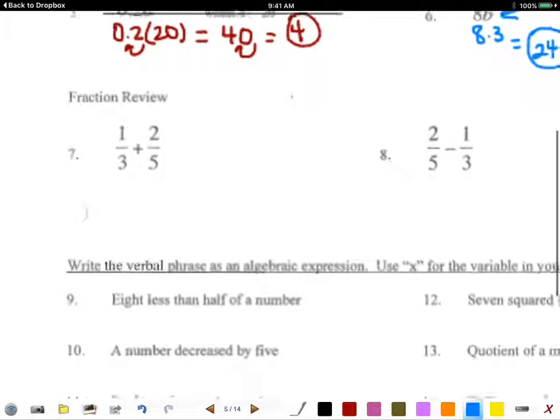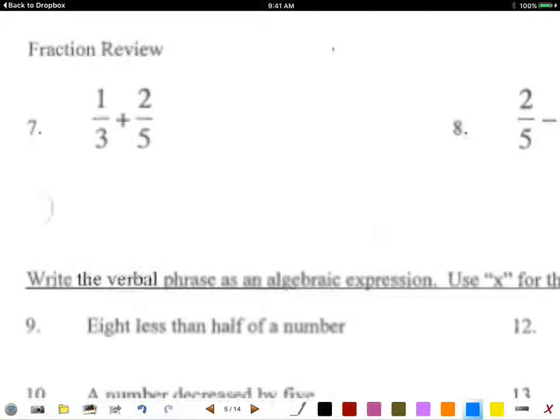Okay, let's look at this little fraction review. It's been a little while since we've done this, and I want to make sure we're all on the same page. Now, when you're adding or subtracting fractions, if they already have the same denominator, then that's pretty easy. You just add or subtract the numerators.